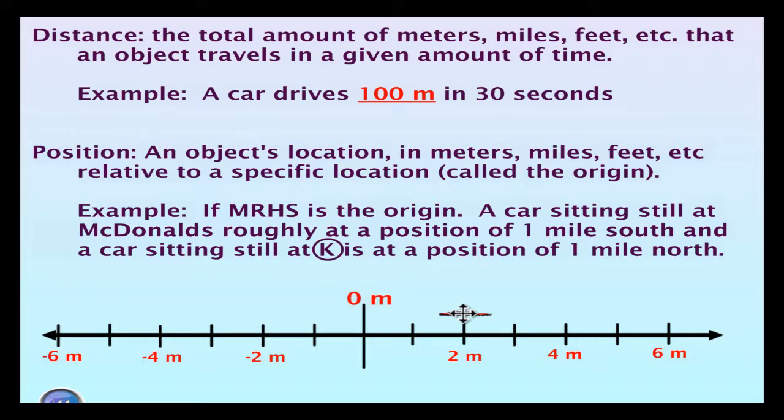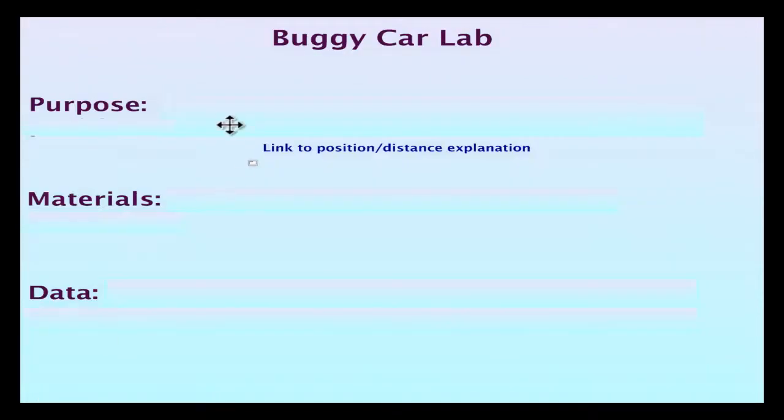Even though my distance traveled would have been 6 out and 4 back in, I drove 10 meters, so my distance traveled is 10 meters. My change in position would only be from here to here. That straight line distance from the beginning to where I end would be 2 meters. Again, we'll talk more about that in class before you start the lab.